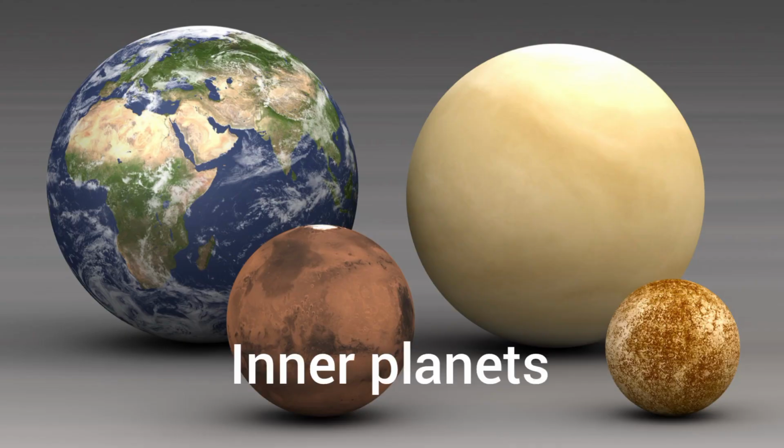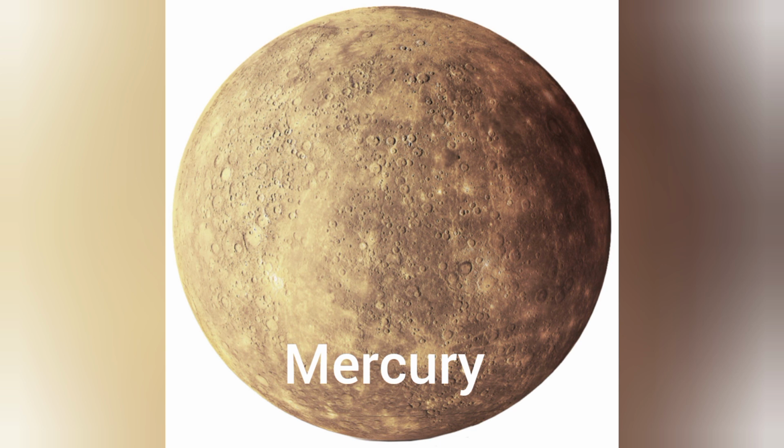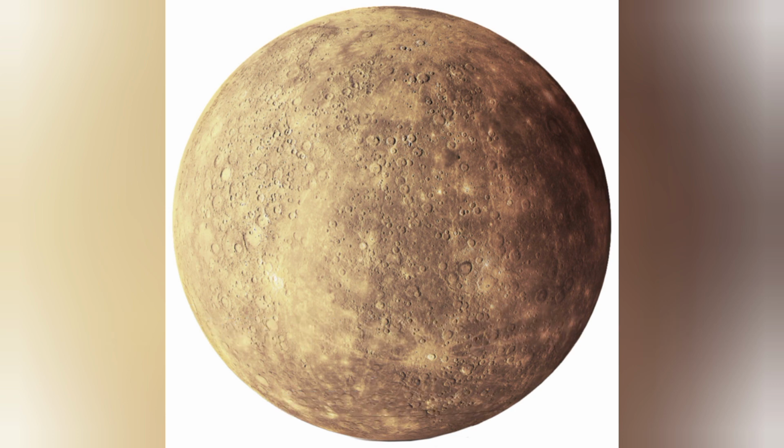Now let's talk about inner planets. Inner planets are the planets which are closest to the Sun, which include Mercury, Venus, Earth, as well as Mars. Mercury. Mercury is the smallest planet of the solar system as well as the closest planet to the sun. It has the longest period of rotation and the shortest revolution, or shortest year, taking only 88 days to complete one orbit around the sun.